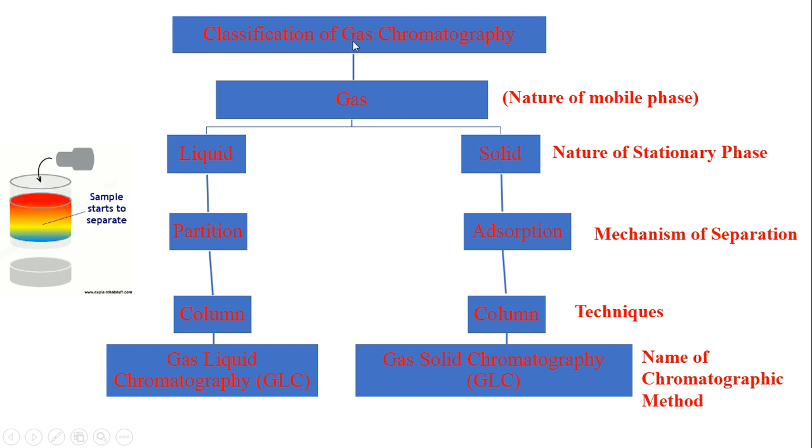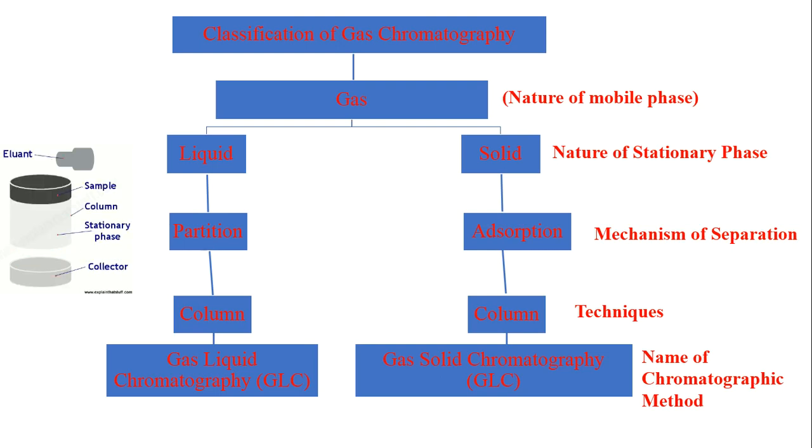So first we classify simple gas chromatography into two types, which are GLC and GSC. Sorry, here GLC is written by mistake; this is GSC. Two types. How have we divided gas chromatography into GSC and GLC? That was based on the nature of the stationary phase. All other things are the same in both types of chromatography.